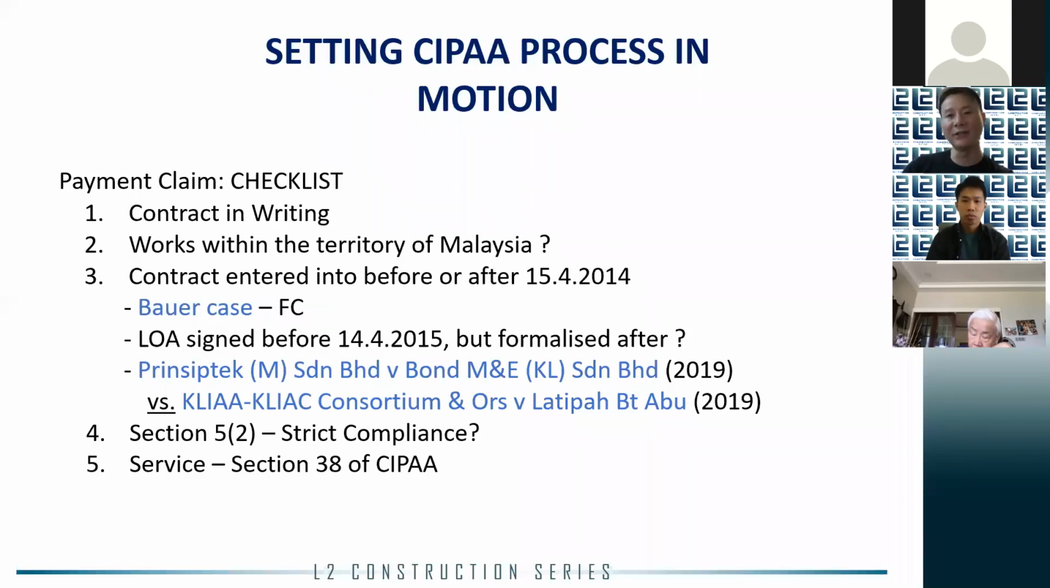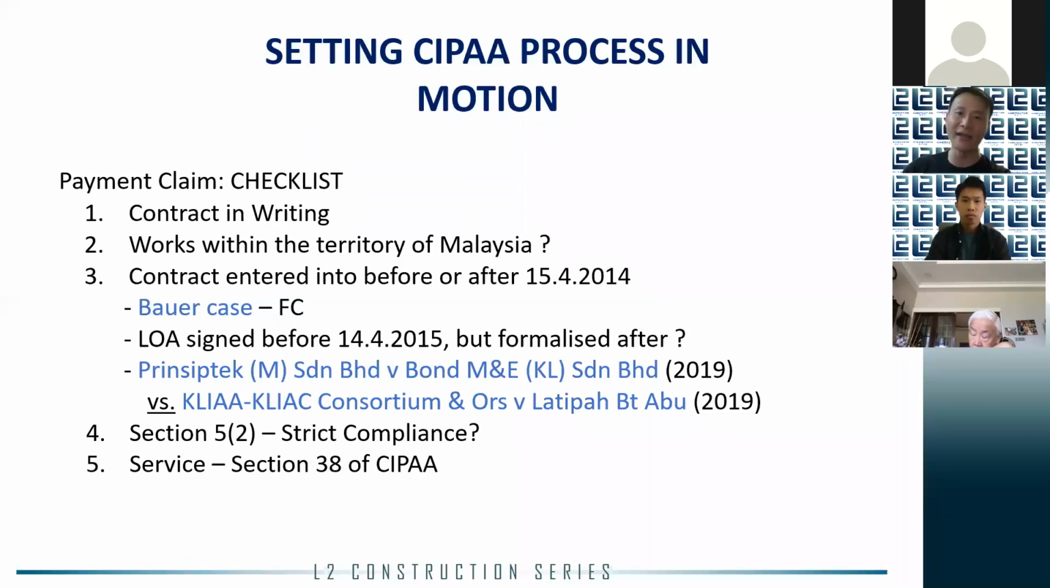What happens is that in order for a payment claim to be a valid payment claim, it must actually satisfy all the conditions set out in Section 5(2). Now, what are those conditions? For example, you must expressly state the due date and the payment which you actually seek to apply for under CIPAA. And not only that, you have to set out your cause of action with relevant facts in place.